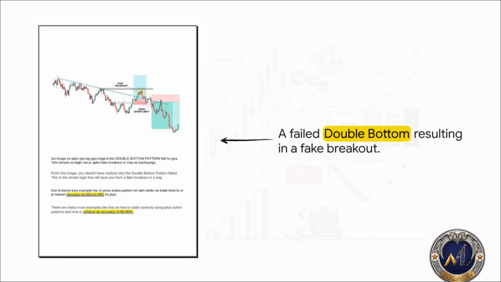Another classic trap is a failed double bottom pattern. Beginners see the pattern break the neckline and they jump right in, only for their stop loss to get hit almost immediately. Why exactly does this pattern fail? It's simply because retail traders often fail to look at the previous market structure. They just blindly enter the exact moment the pattern breaks without any further context.